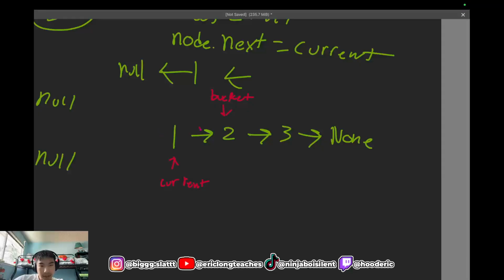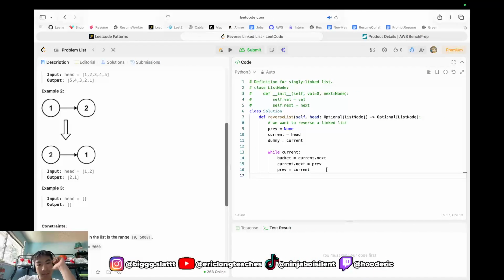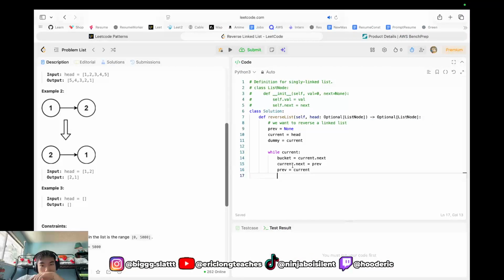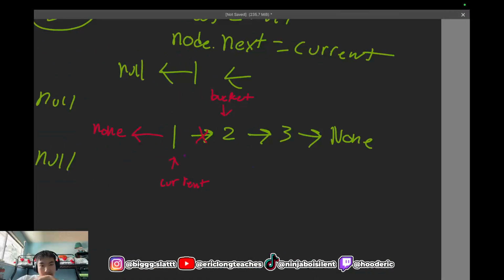So we want 1 to sever this line and go ahead and point to none. Okay. So we have bucket equals current dot next. So that's the 2. Current dot next is equal to previous. Previous is equal to current. So current is equal to bucket.